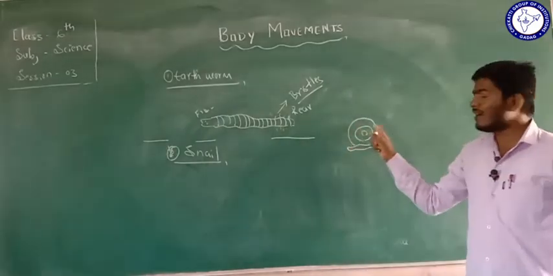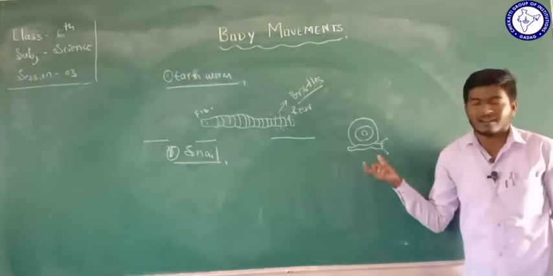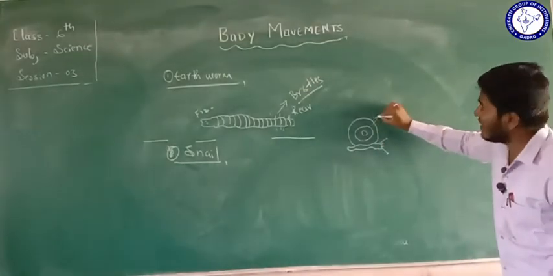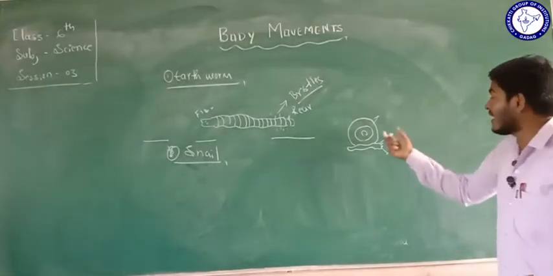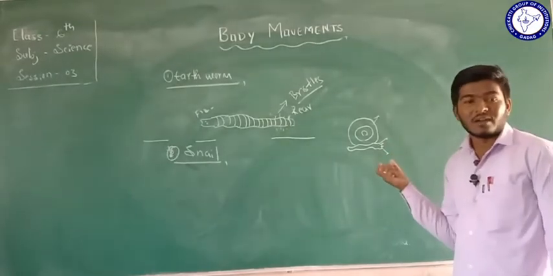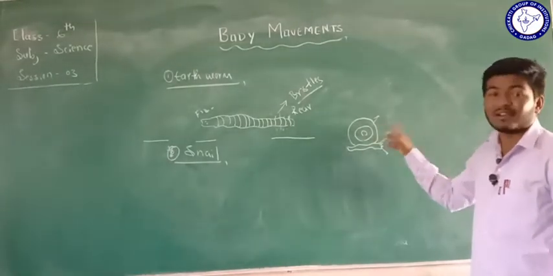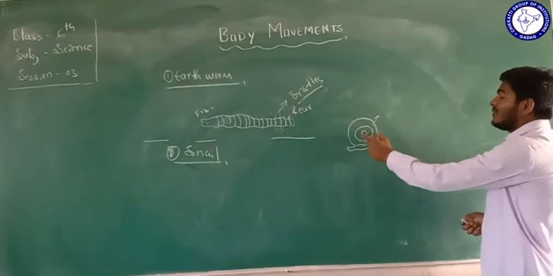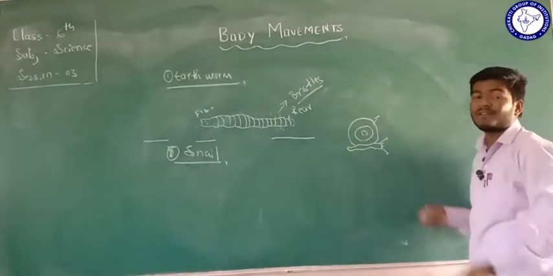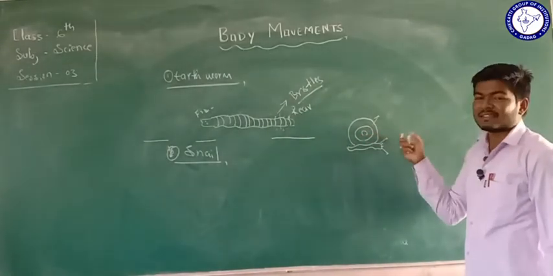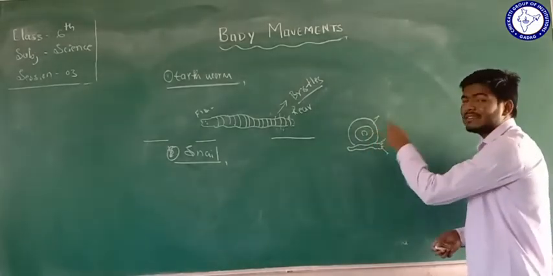This hard cover looks just like a snail. This hard shell is present on the back of the snail. Have you understood? The shell is present, but it is not helpful for the movement of its body. It is called the shell of the snail.